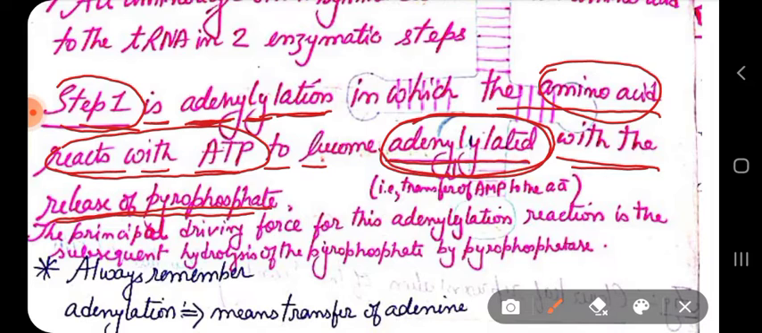Adenylated means that from the ATP, two phosphates are removed and the remaining AMP is attached to the amino acid. So it becomes amino acyl AMP. In step 1, your amino acid reacts with the ATP molecule, and as a result two phosphate molecules are removed from the ATP, so the remaining AMP attaches to the amino acid and forms amino acyl AMP. This reaction is known as adenylation. I think you have understood.